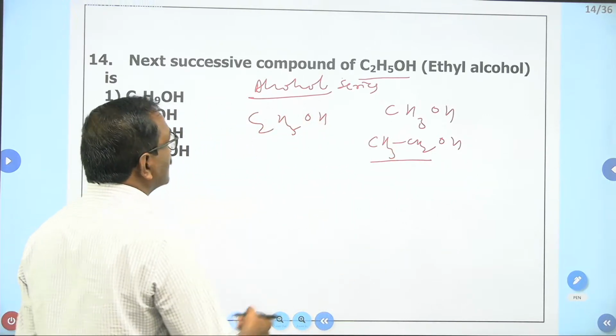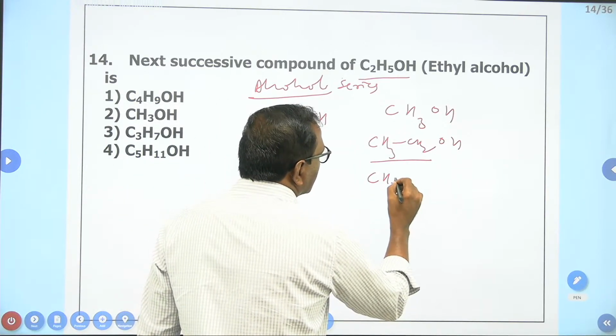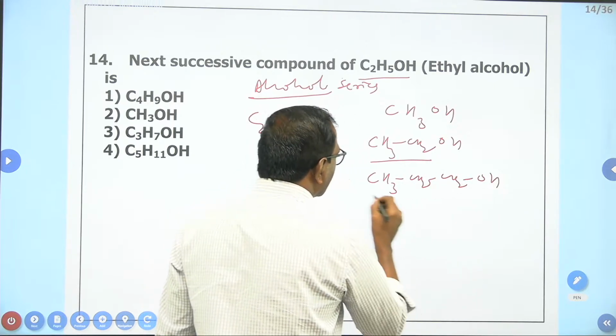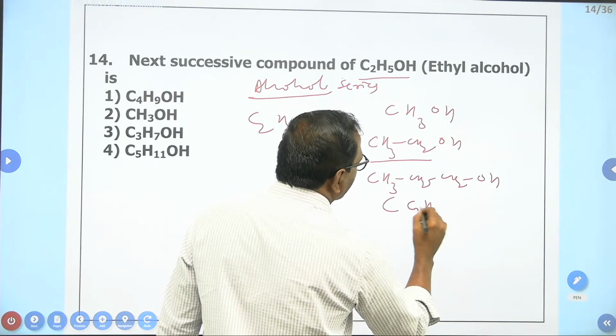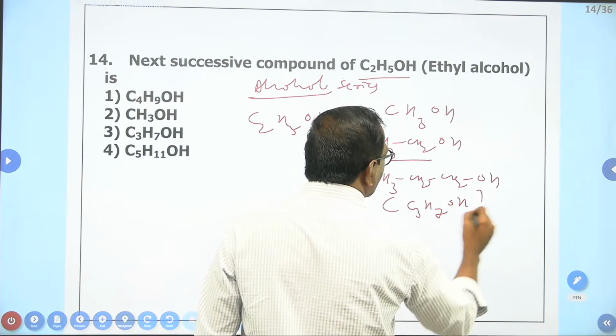The next successive compound, C3, you can write it as CH3, CH2, CH2, then OH. Together, what you used to call this is C3H. How many are there here? Then you can say C3H7OH. Propyl alcohol is what we call it here.